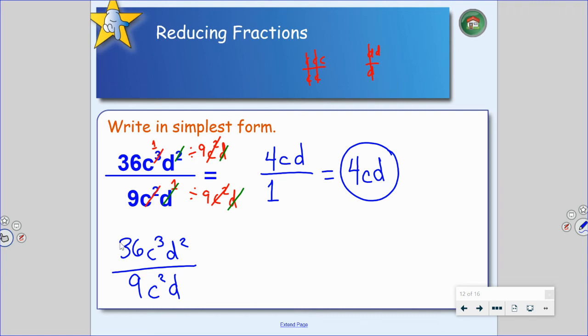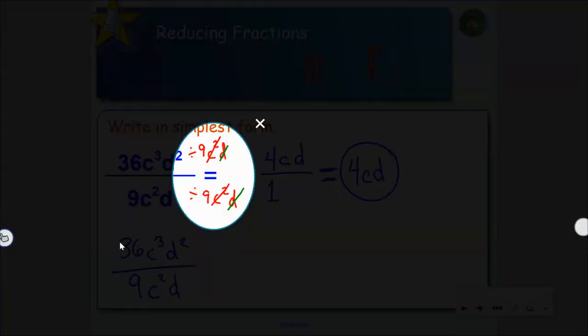A reminder, please, that that big old original fraction, 36c cubed d squared all over 9c squared d, is the same amount as 4cd. It's just represented in different ways. Now, some of you might be struggling to identify the greatest common factor. My argument would be maybe by the end of this week, you should be able to handle that and identify the greatest common factor.